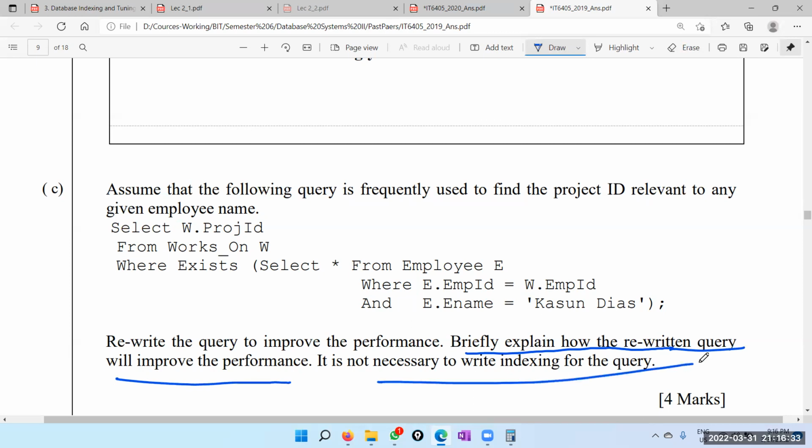It is necessary to write indexing for the query. It is not necessary to write an index.